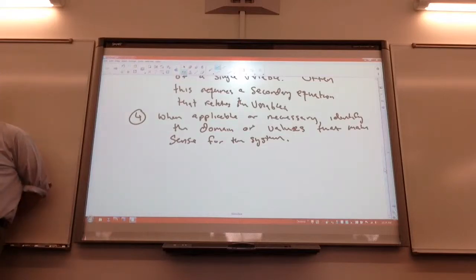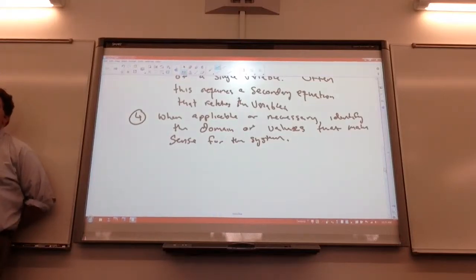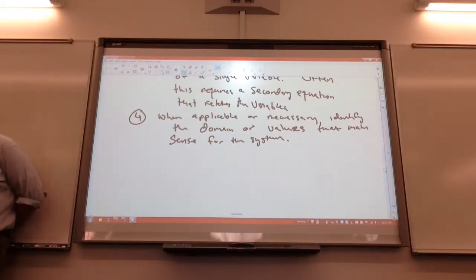For example, if I'm optimizing area, okay, if I were to get a negative number, would that be appropriate? No. Why? You can have no area. You can't have negative area. You can have no area, but you can't have negative area. Okay, so it's things like that.